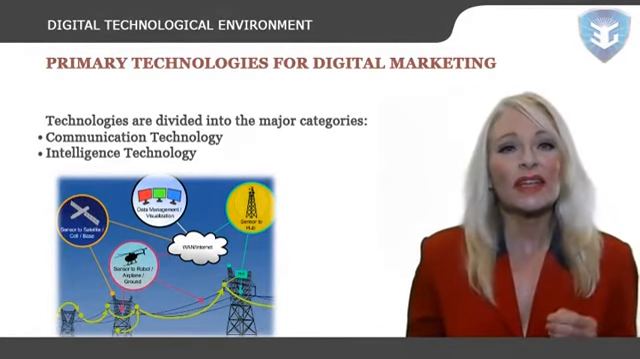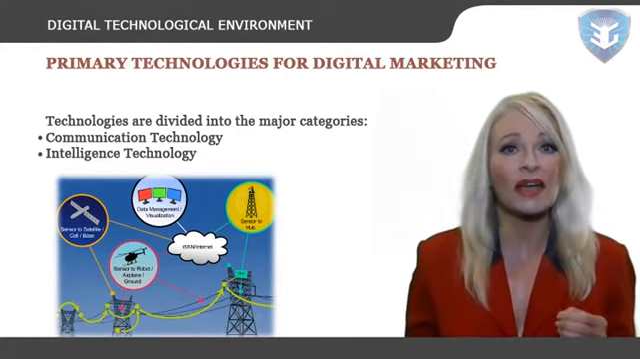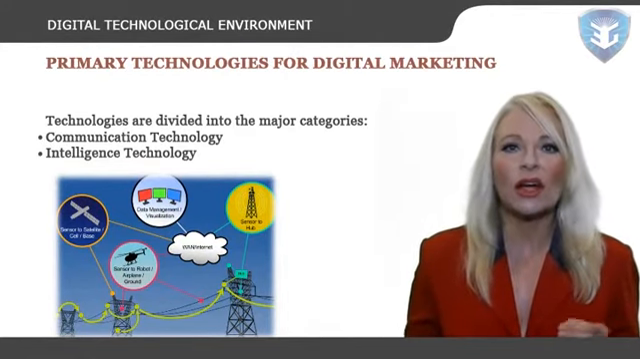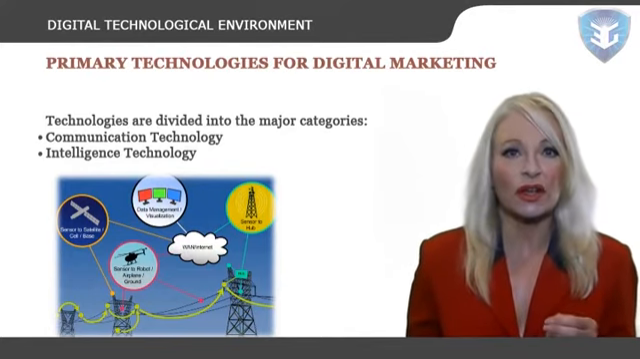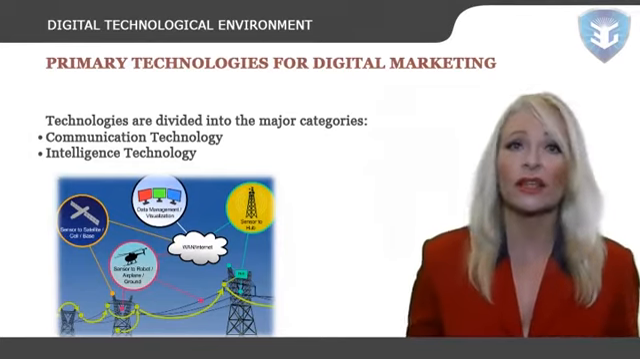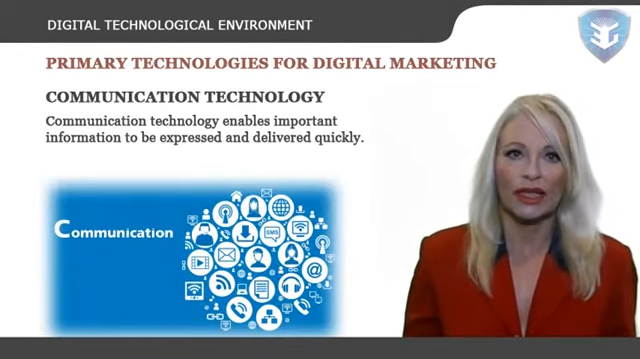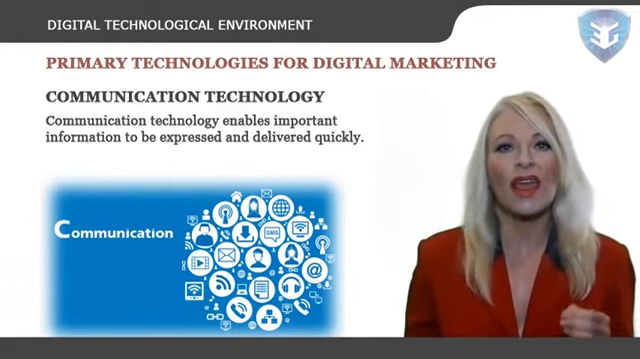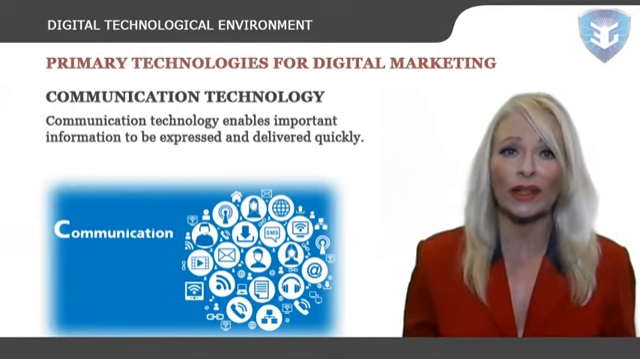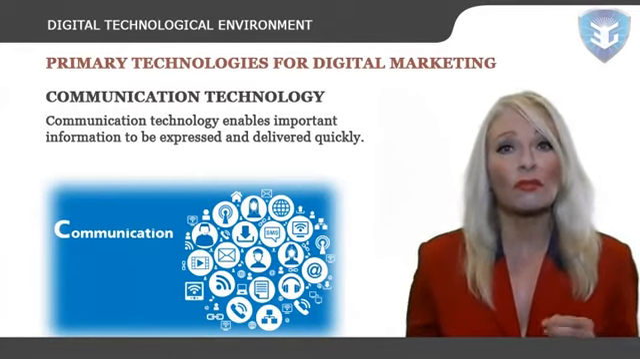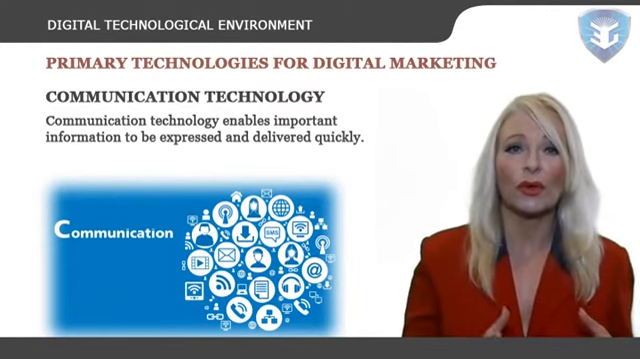The list of specific technologies that have relevance to digital marketing is very long and fast changing. These technologies are divided into the major categories: communication technology and intelligence technology. Communication technology enables important information to be expressed and delivered quickly. This can be accomplished from person to person, computer to person, or computer to computer.